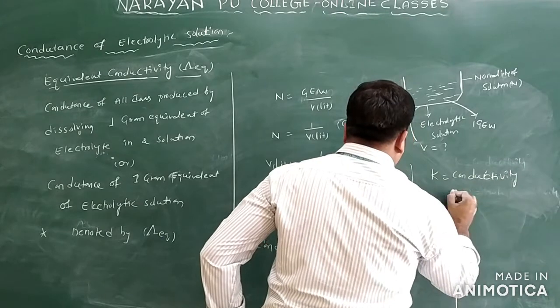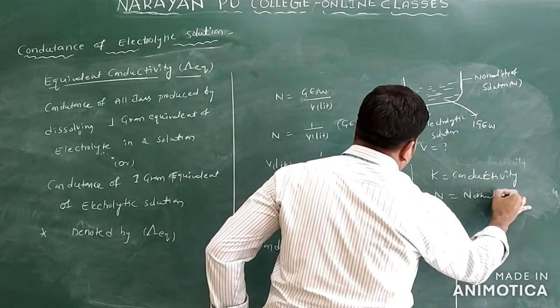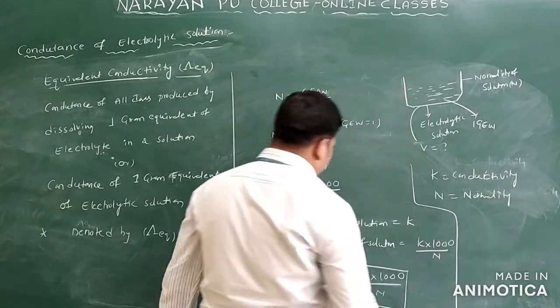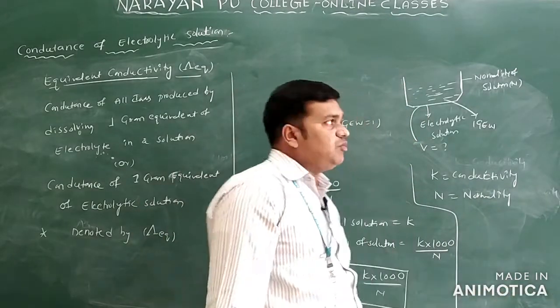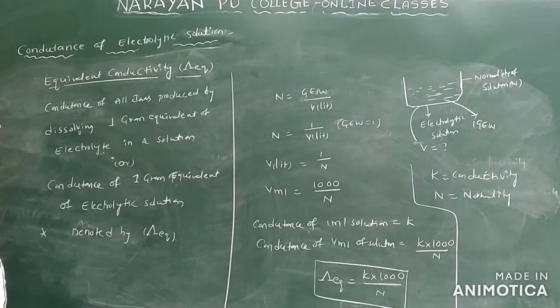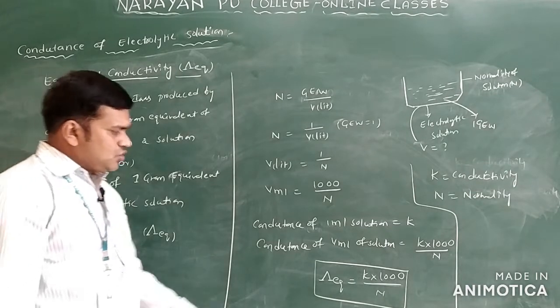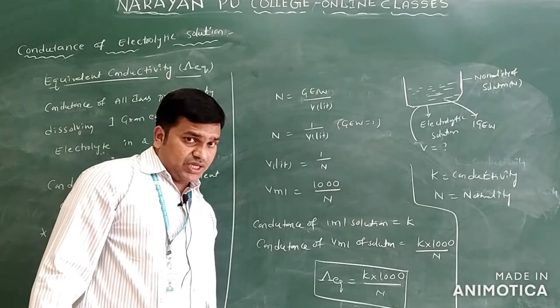K is equal to conductivity, and N is equal to normality. And you know what is cap M? Cap EQ, that is the equivalent conductivity only. So this is regarding equivalent conductivity. What is the definition we have? Conductance of all ions produced by dissolving 1 gram equivalent weight of the electrolyte solution is called equivalent conductivity. So what is the formula you got? Equivalent conductivity is equal to K into 1000 by N only.